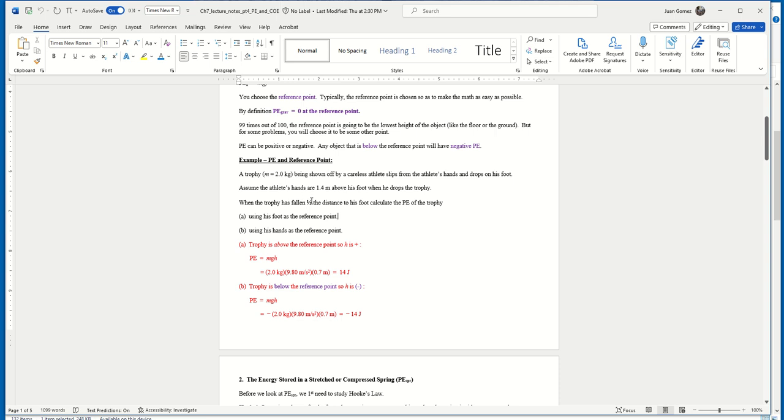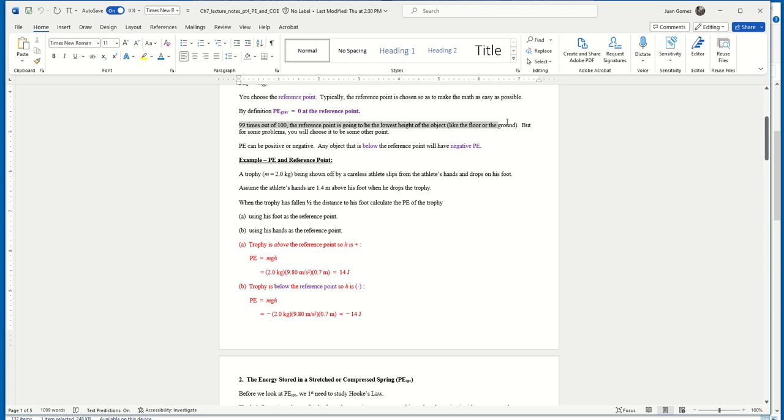And when the trophy has fallen half that distance to his foot, I want to know what is the PE of the trophy. And we're calculating it twice. One, using his foot as the reference point, i.e. the lowest point, or the lowest height.